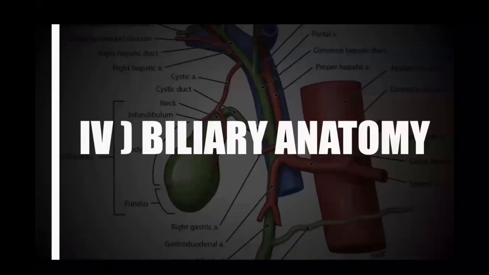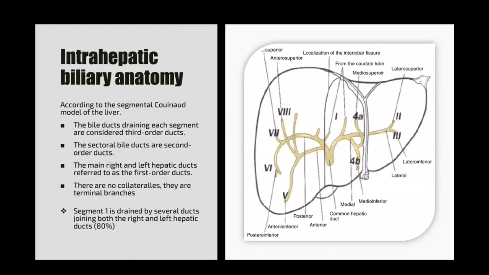Moving on to the biliary anatomy. The general biliary tree corresponds to the segmental anatomy in the form of segmental ducts. Then we have sectional branches, and then we have hemiliver branches.